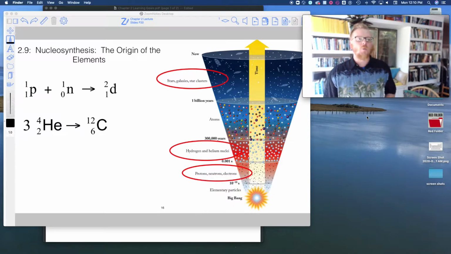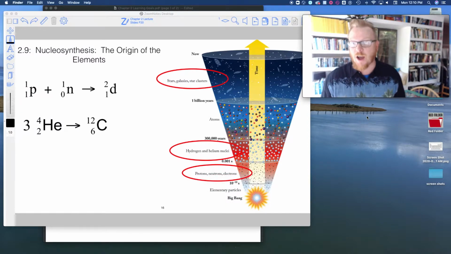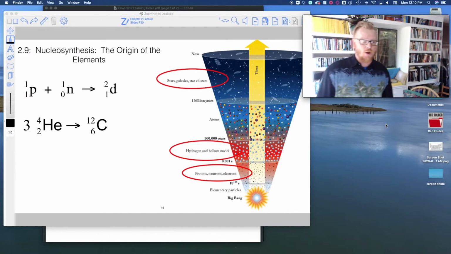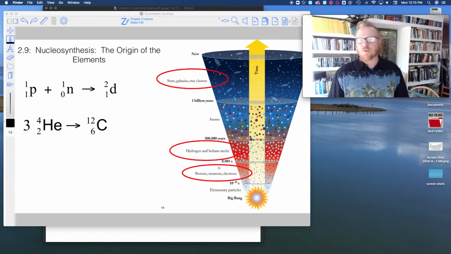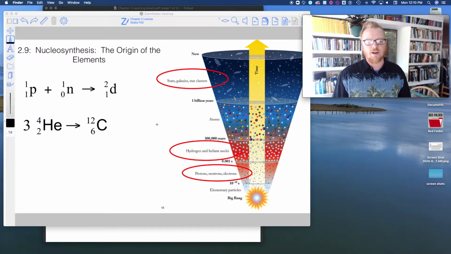Okay, so I want to spend just a little bit of time talking about nucleosynthesis and the origin of the elements. All right. So this is really cool, and this is at the end of the chapter, so I'm kind of going a little backwards, but I just wanted to talk about this for 1 minute. So we have the Big Bang, or we theorize there was a Big Bang, right, which created everything. Okay. And we notice here 10 to the minus 10 seconds.